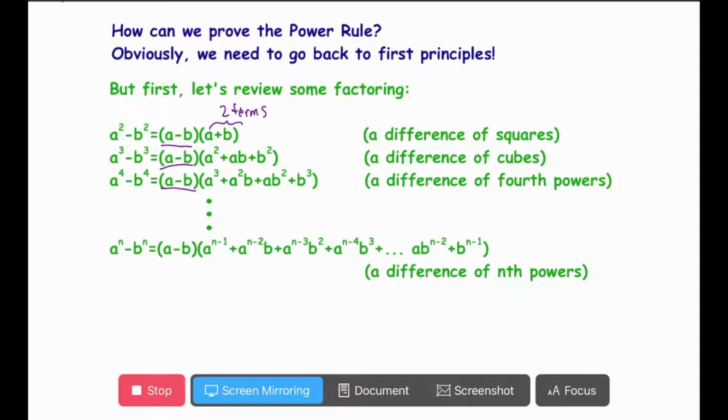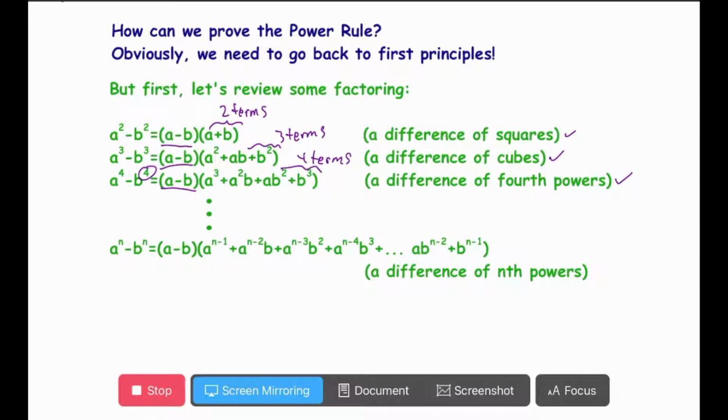With a cubed minus b cubed, a difference of cubes, we're going to have a minus b as our first factor, times a squared plus ab plus b squared, and we notice that there are three terms in that factor. And if I look at a difference of fourth powers, a to the power of 4 minus b to the power of 4, my first factor is once again a minus b, times a cubed plus a squared b plus ab squared plus b cubed. So we notice four terms, that our number of terms is equal to the degree of the items we're taking the difference of.